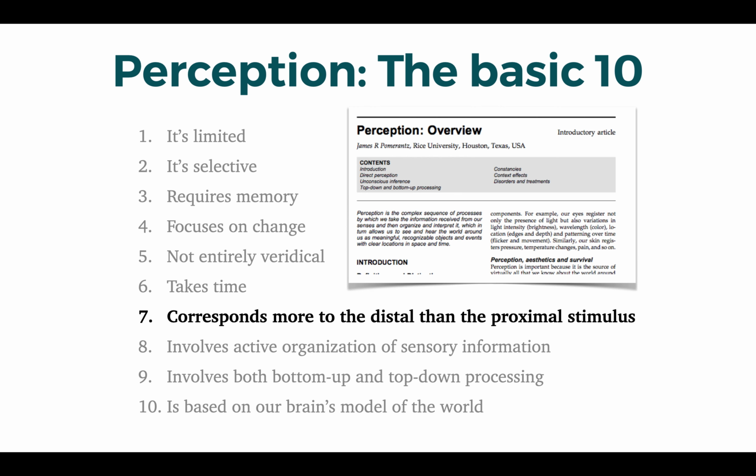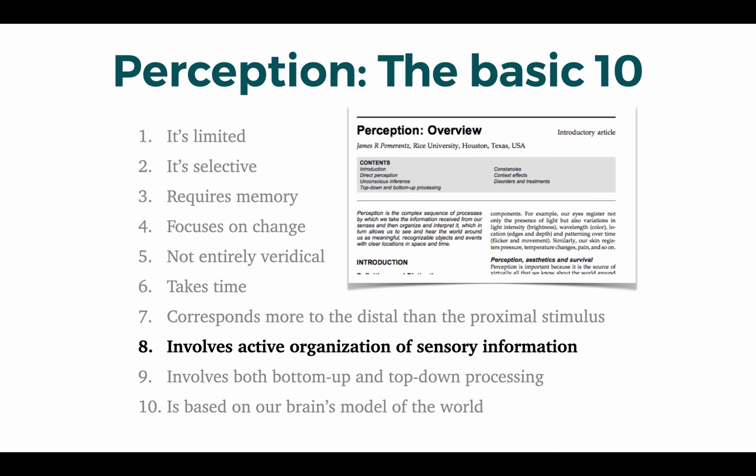Okay, so we just got done talking about distal stimuli and proximal stimuli and how what we perceive in our environment is not necessarily exactly the information that we're getting onto our retina. Why does this happen? It's because we are actively organizing all of our incoming sensory information. Okay, so context really matters.